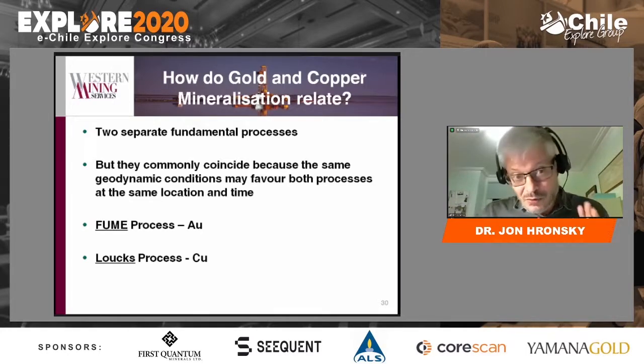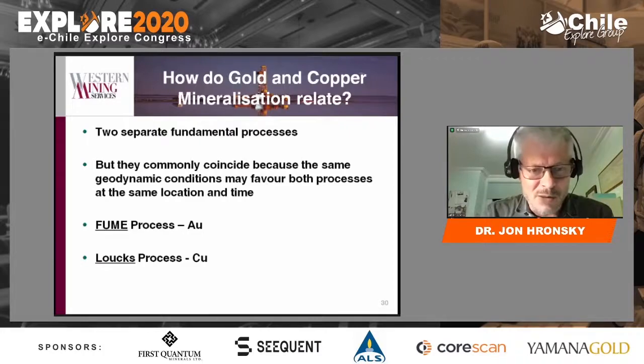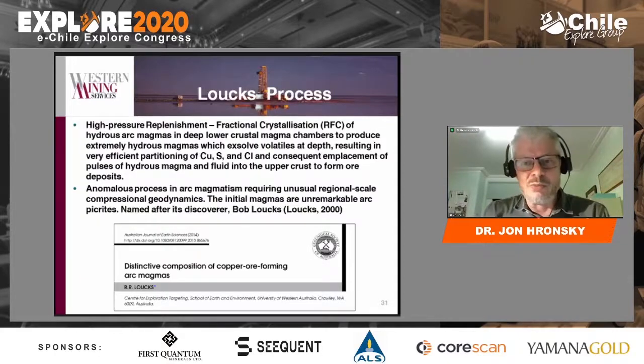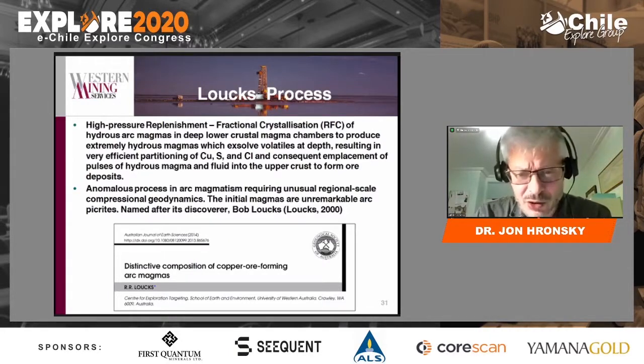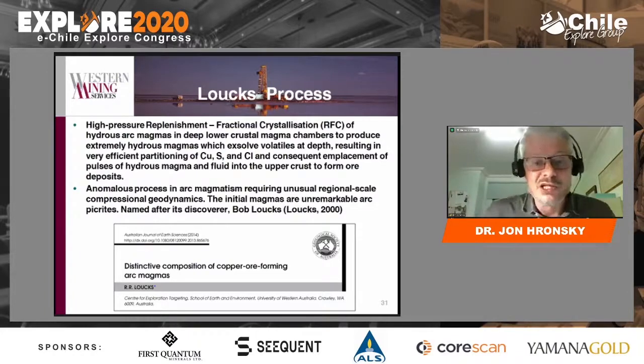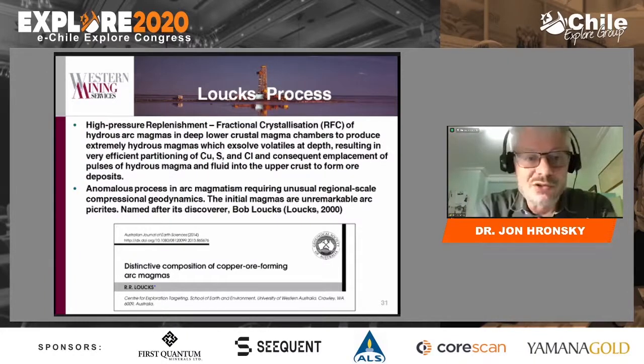So we're going to talk about the FUME process. We have talked about the FUME process for gold, and I'm going to talk about something called the Loucks process for copper, which I'm sure all of you in the copper exploration space are now very familiar with. This is the work that Bob Loucks has been doing for about 20 years and basically has resolved, I think, to a first order, the controls on copper ore formation. A lot of it was done in proprietary industry research, but he did in 2014 publish a paper which really lays out the model.